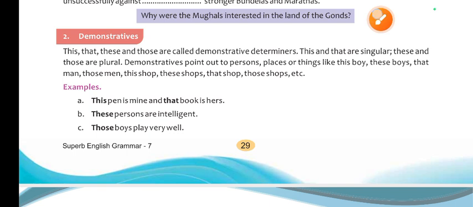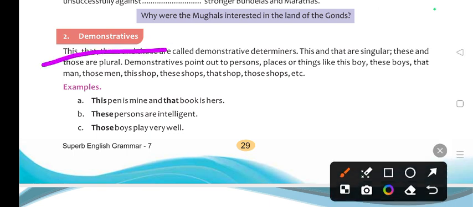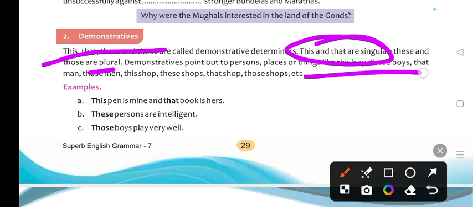This, that, these, those are called demonstrative determiners. This and that are singular, used with a singular noun. Those and these are plural. Demonstratives point out a person, place or thing, like this boy, these boys. They usually demonstrate.